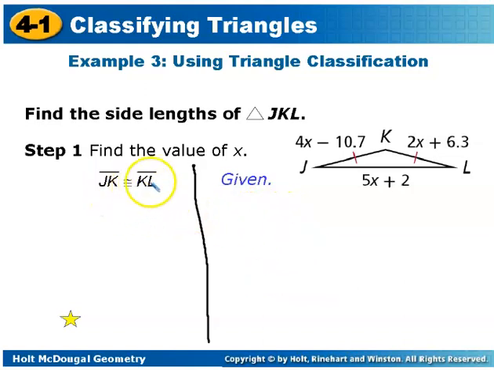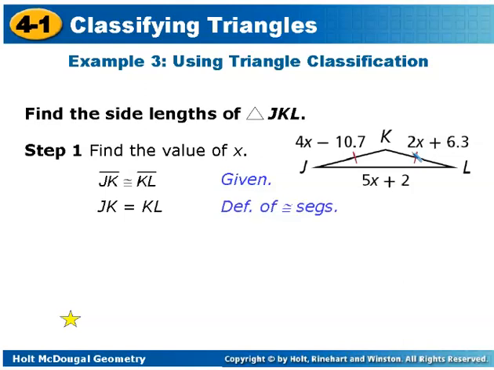So in this first one, JK and KL are congruent. Well, that's given to me. It's marked already. So then if I go in, I say they're equal to each other. That's just the definition of what's called congruent segments. So make note of that. That's the definition of congruent segments.